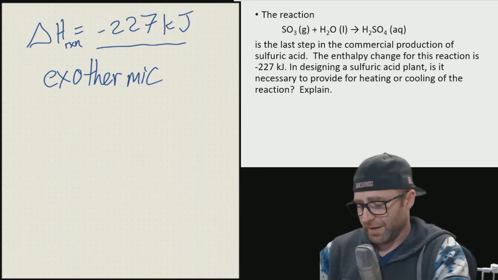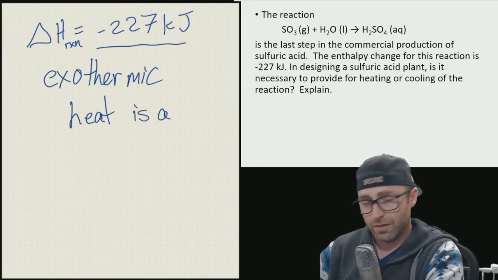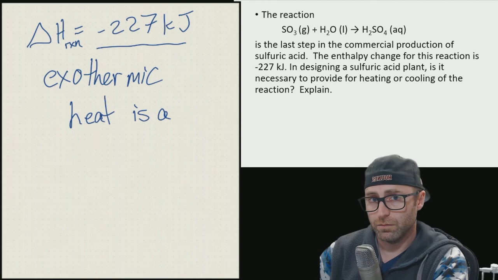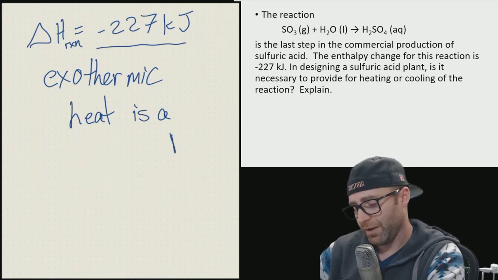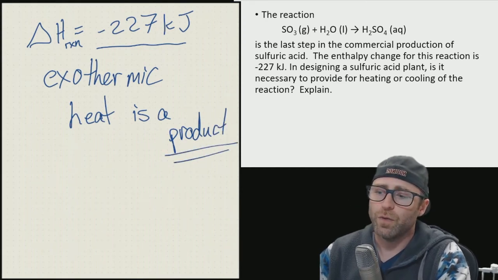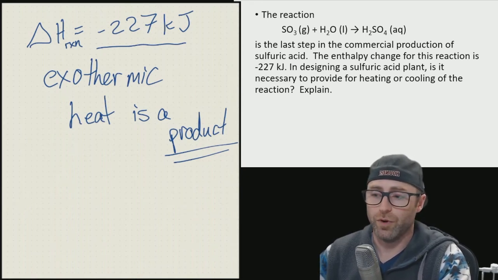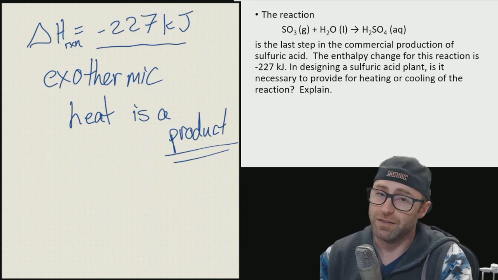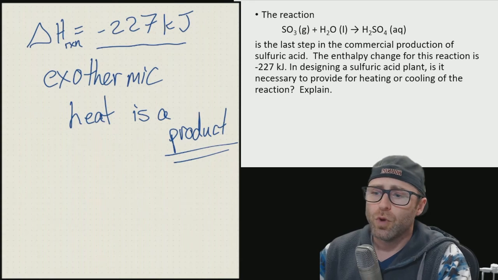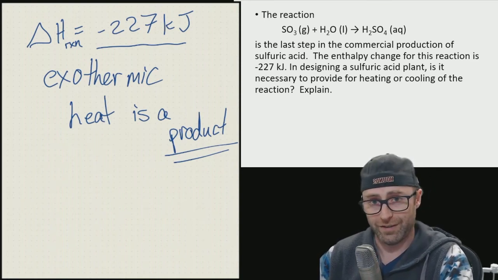Another way of thinking about this is, since it's exothermic, is heat a product or reactant? That's right. Heat is going to be a product. So if heat is a product, this is going to be a reaction that, if we were to touch the container that the reaction's happening in, it's going to feel pretty warm. So if we're building a sulfuric acid plant, should we heat the container that the hot reaction is in, or should we cool the container that the reaction that produces a lot of heat is in?